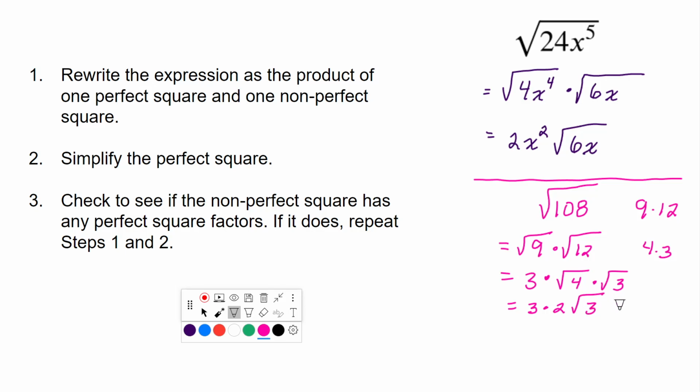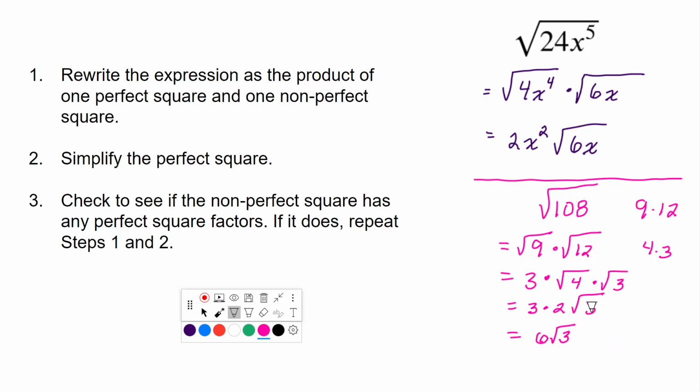3 is a prime number. I don't need to worry about that being broken down any further. But I can multiply 3 and 2 since they aren't under a radical. 3 times 2 is 6. 6 times the square root of 3 is my final answer for the square root of 108.